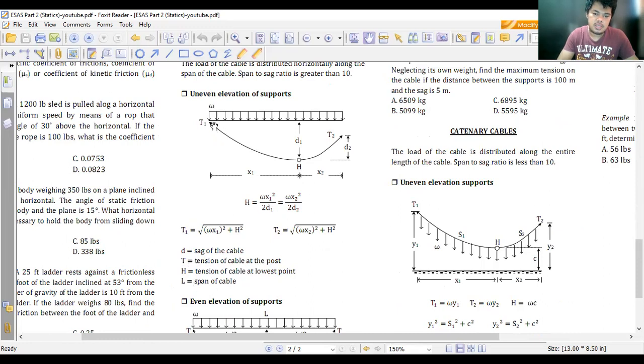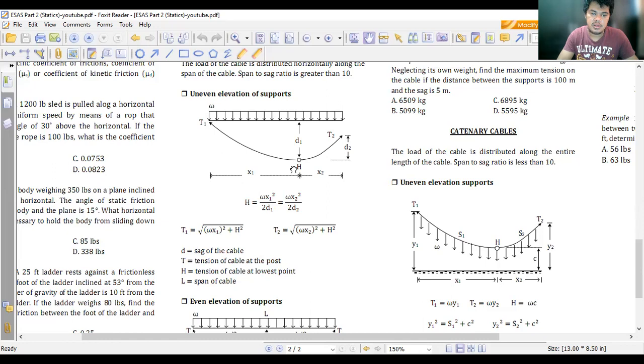L, so this is the span of the cable, no? Length of the cable, no? So we will be visiting again these formulas now when we solve some of the problems. Okay, so just familiarize now the orientation of the variables. Okay, omega. So this is the load distribution, no?